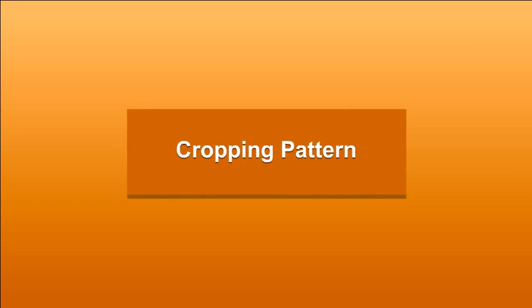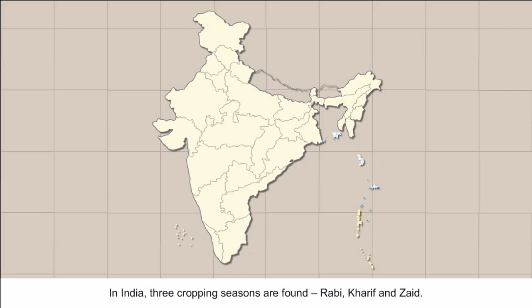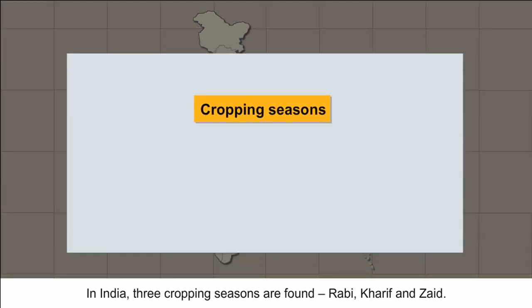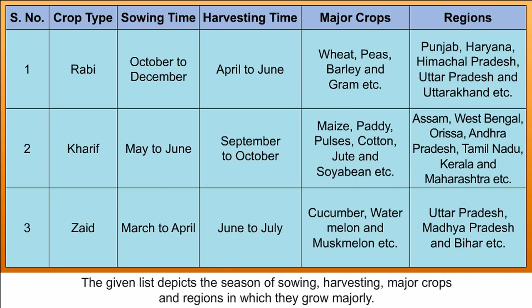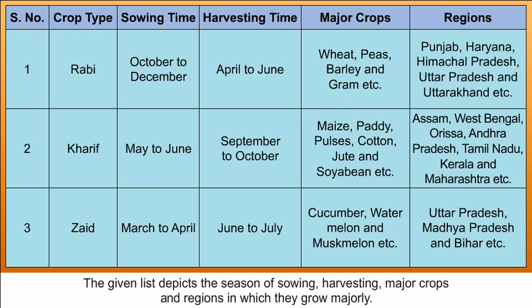Cropping pattern. In India, 3 cropping seasons are found: Rabi, Kharif and Zaid. This given list depicts the season of sowing, harvesting, major crops and regions in which they grow majorly.